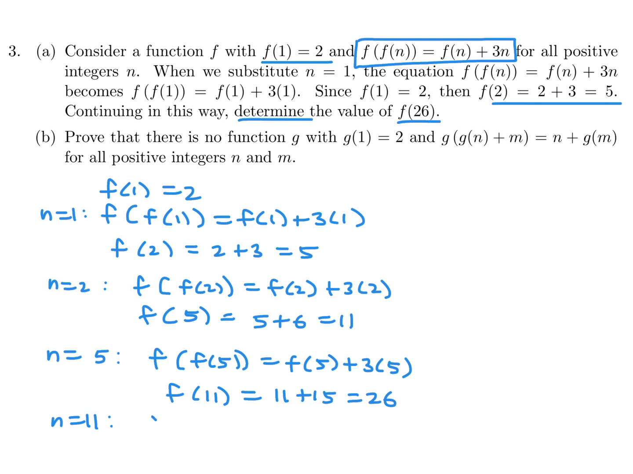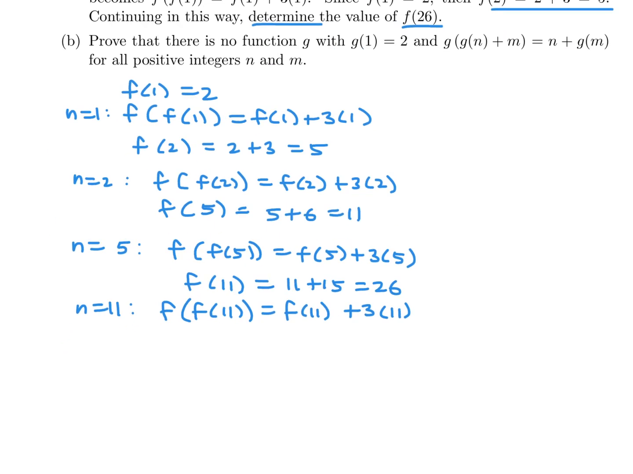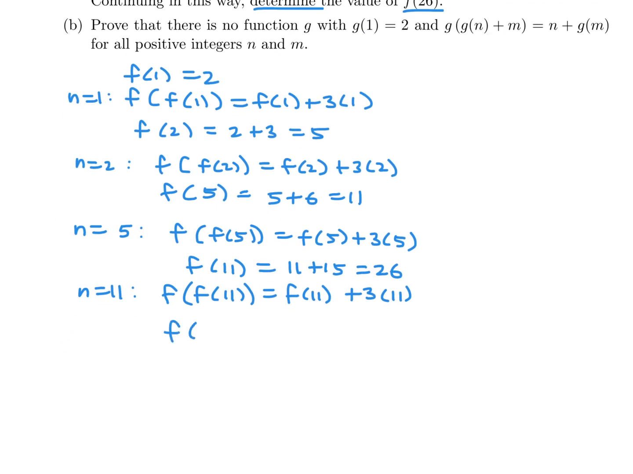Okay, so we have f at 11, and that would be f at 11 plus 3 times 11. And that would be f at 26. Okay, there we go. And that's what I thought would happen. 26 plus 33, and that is 59. So f at 26 is 59. So you got that by doing that formula recursively again and again.